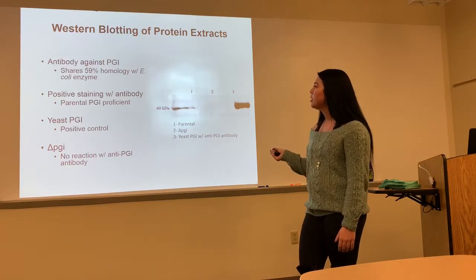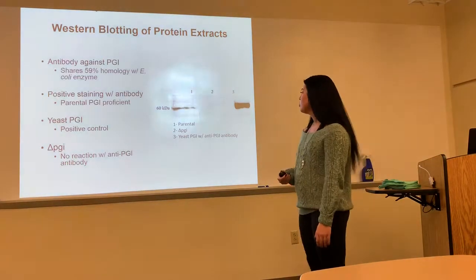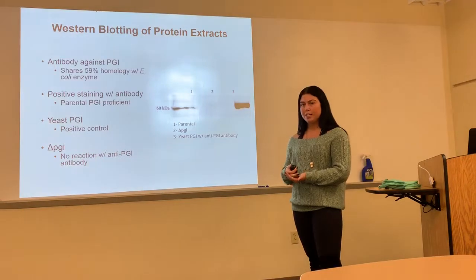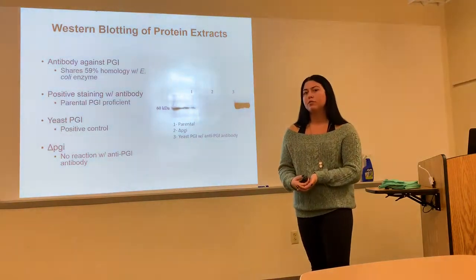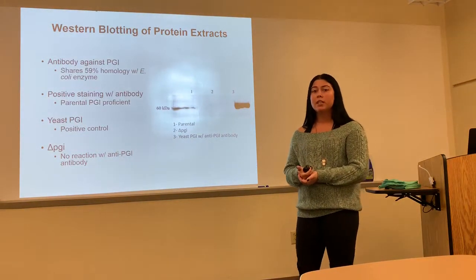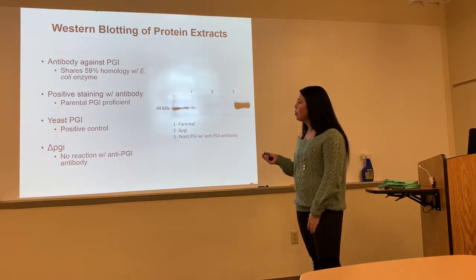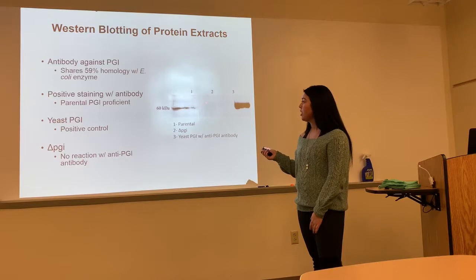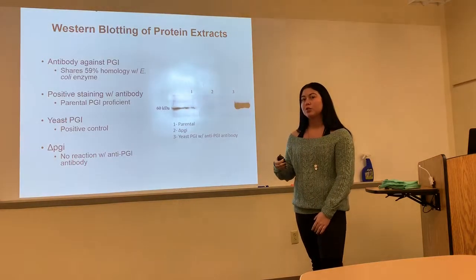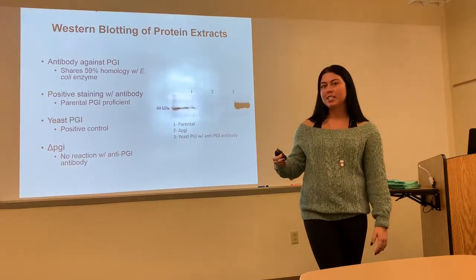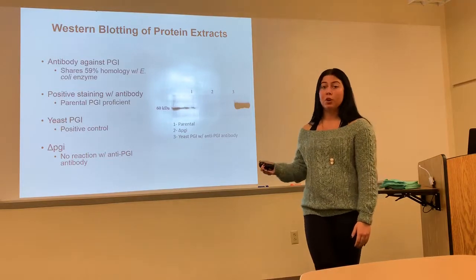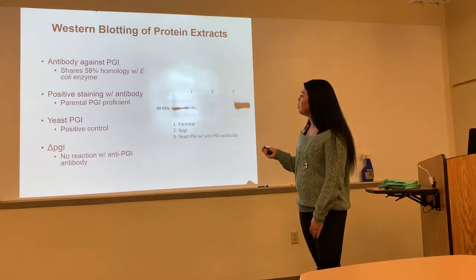Under 3, they used yeast PGI, which was with an anti-PGI antibody. So that was used as a positive control, so they did expect to see that result. Under 2 was the negative staining result because there was no PGI gene. So there was no reaction with the anti-PGI antibody, so thus there was no positive staining result shown.